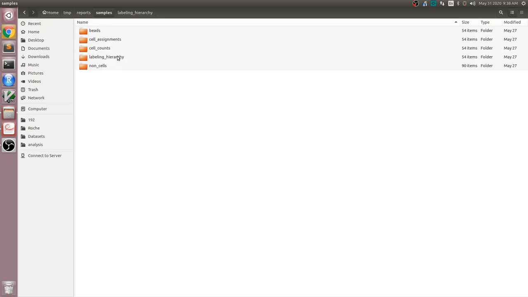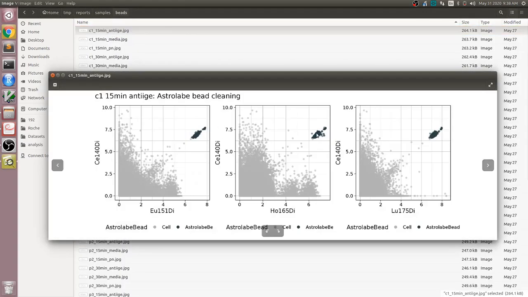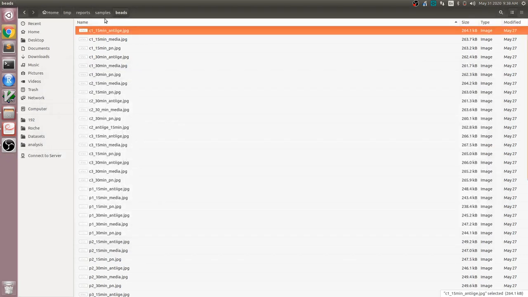So first of all, this is site of data, and site of data has beads. By clicking on the beads directory, you can check out the bead gate that Astrolabe has created. To clarify, this is done using clustering, and this is using all of the bead channels you have in your experiment. So you know that the events that Astrolabe identifies are indeed beads.